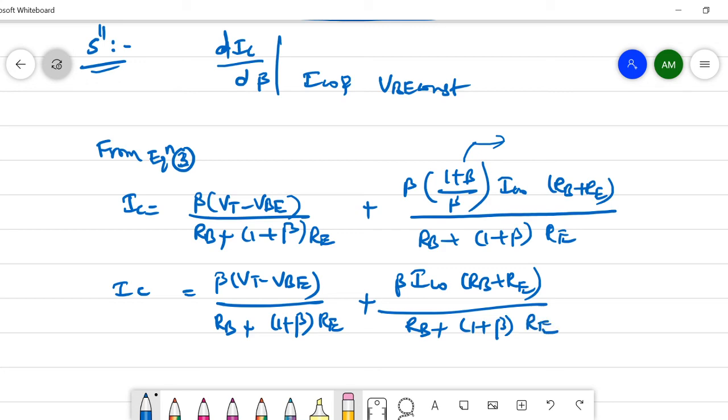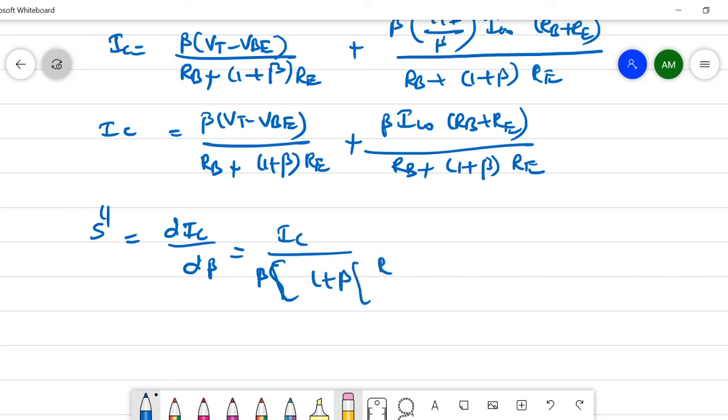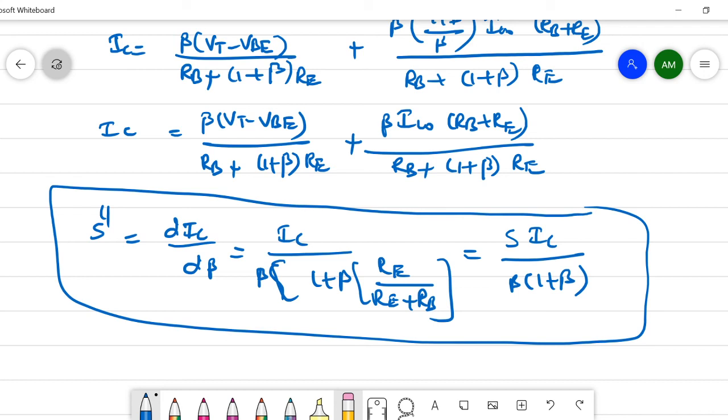Next, differentiate this equation with respect to beta. Finally S double dash is nothing but DIC by D beta, which is equal to IC by beta into 1 plus beta into RE by RE plus RB. It is approximately equal to S into IC by beta into 1 plus beta. Finally we get this answer: S double dash is S into IC by beta into 1 plus beta. This is the stability factor for the self-bias method.